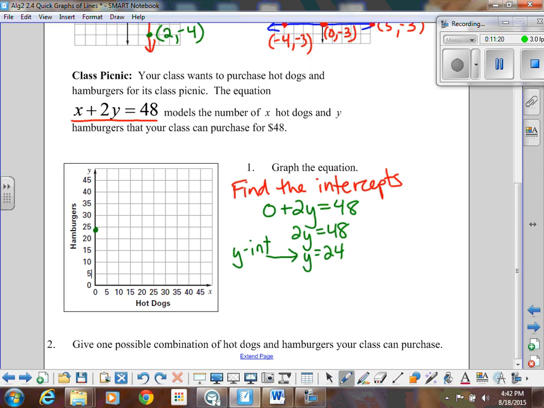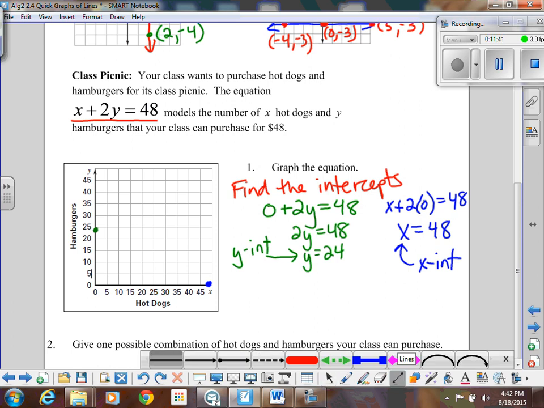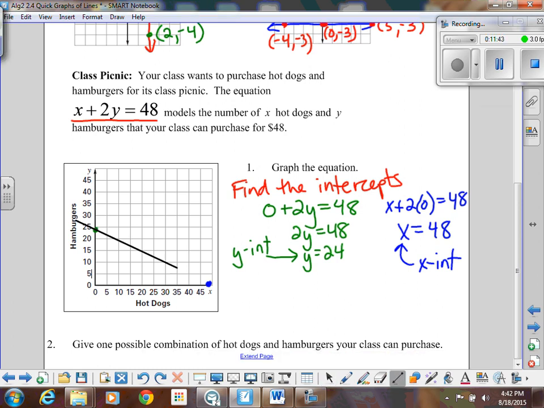Okay, let's do it for the opposite variable. I'm going to plug in 0 for the y. So that's going to give me x equals 48, and that's my x-intercept. So I'm going to go over here on the x-axis and plot 48. Now I'm going to connect those 2 points. I'm going to use a nice line there. Okay. And there's my graph.